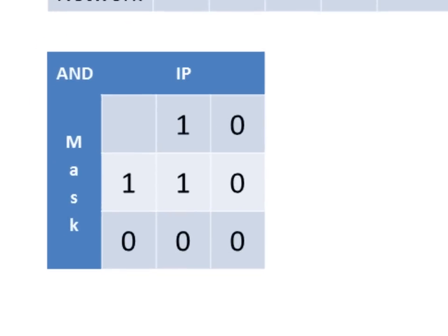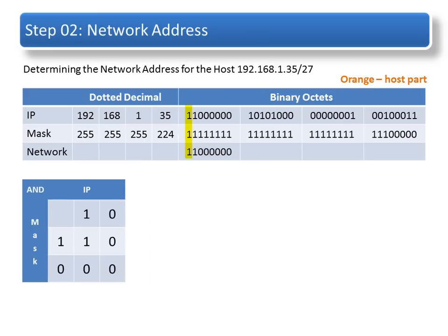Using the provided truth table, if an IP bit is a 1 and the masking bit is also a 1, I will write down a 1. This will be the only time in which the result would yield a 1. So a 1 and a 1 is a 1, and a 1 and a 1 is a 1. A 0 and a 1 is 0. I will continue to do this for the rest of the bits.